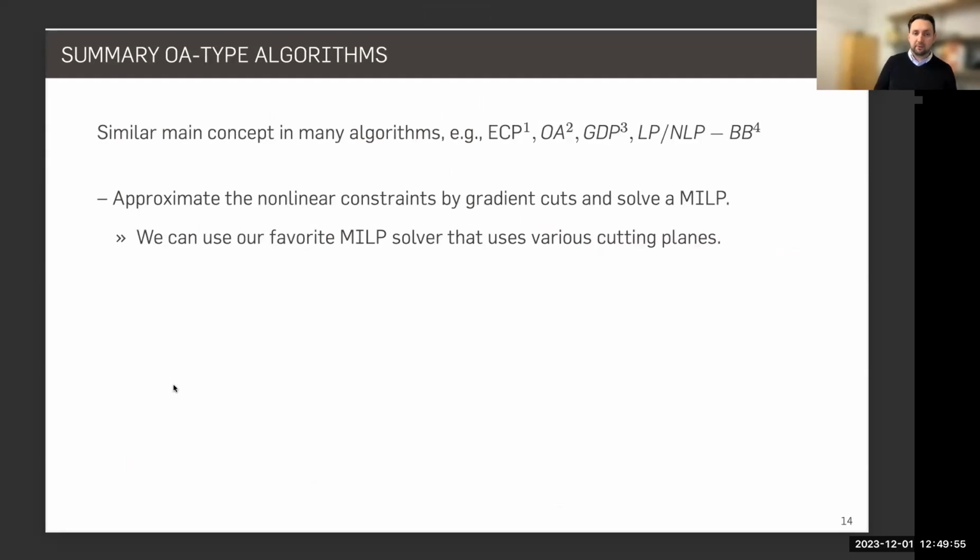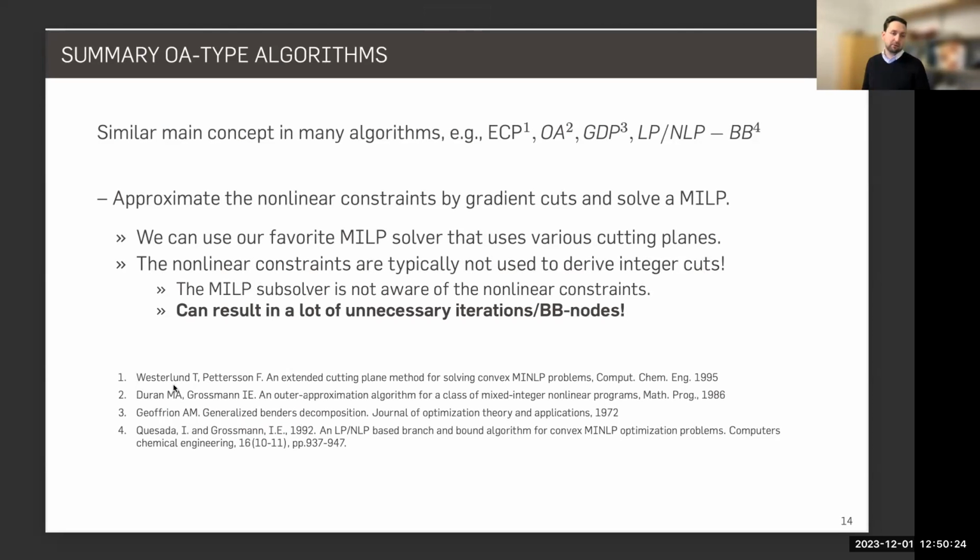But first, a quick summary of outer approximation type algorithms. It's a very similar concept that is used in several different algorithms, for example, ECP, OA, GDP, and LP-NLP based branch and bound. The basic idea is that you approximate the nonlinear constraints by gradient cuts, and you solve MILP problems. And the nice thing here is we can use our favorite MILP solver that also uses various cutting planes internally. But it's important to realize here that the nonlinear constraints are typically not used to derive integer cuts. And what I mean by integer cuts here is cuts that are intended to strengthen the continuous relaxation.